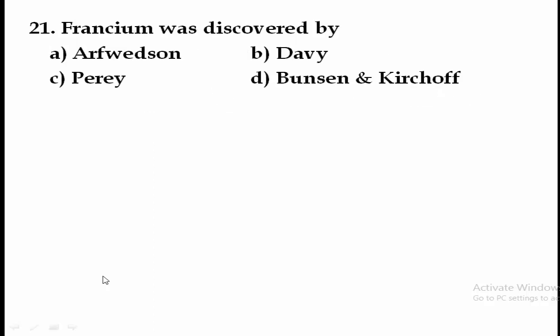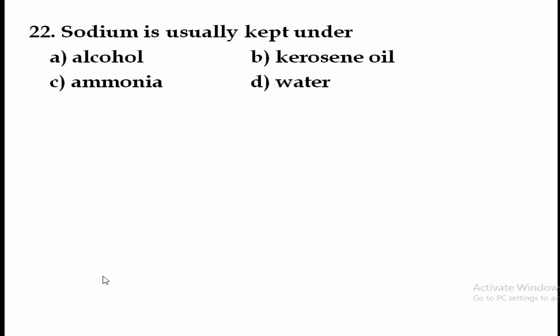Next, 21st question: francium was discovered by? Francium was first discovered by Perrin, so option C is the right one. Just remember the name of the scientist here, Perrin. Then 22nd: sodium is usually kept under? As you all know, sodium reacts with alcohol, ammonia and water, and thus it is kept in kerosene oil. Hence, option B is the right answer.